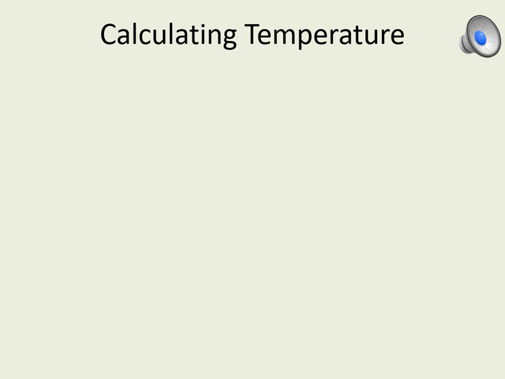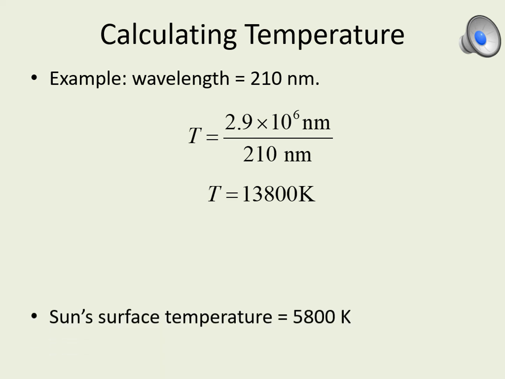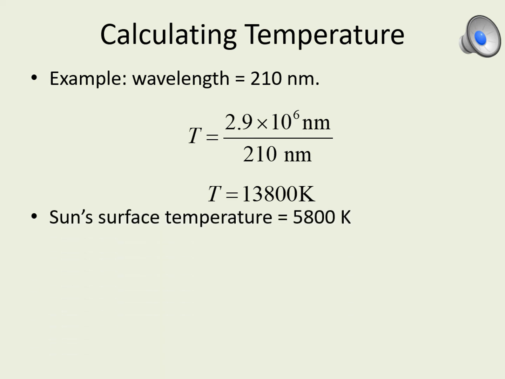We'll do this calculation for a star emitting light at a wavelength of 210 nanometers. As we divide them, we see that the answer is 13,800 kelvins. Remember that our Sun has a surface temperature of 5,800 kelvins, so this star is significantly hotter than the Sun.